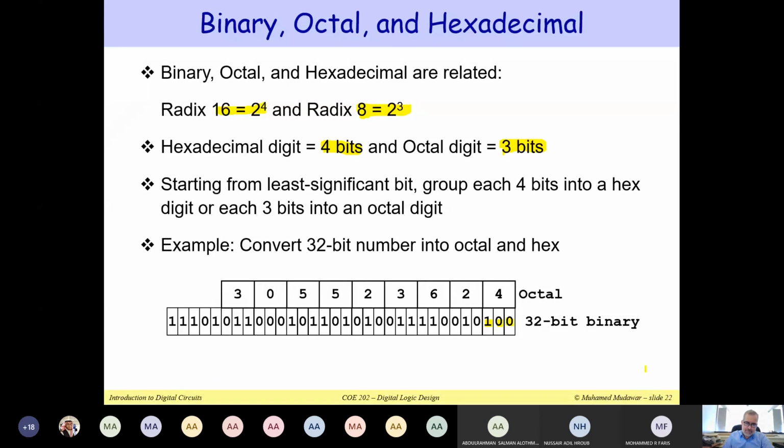Okay. Finally, we have 11. Now these are only 2 bits, but we can always insert a 0 from the left. It becomes 011. What is that? 3. Good.